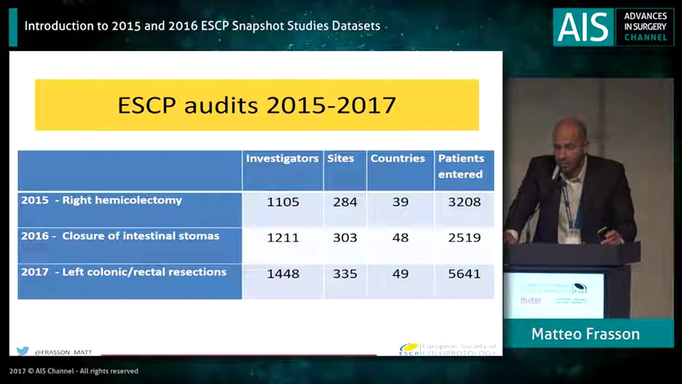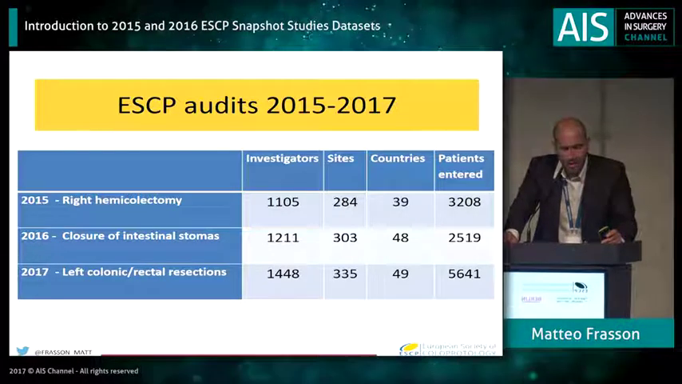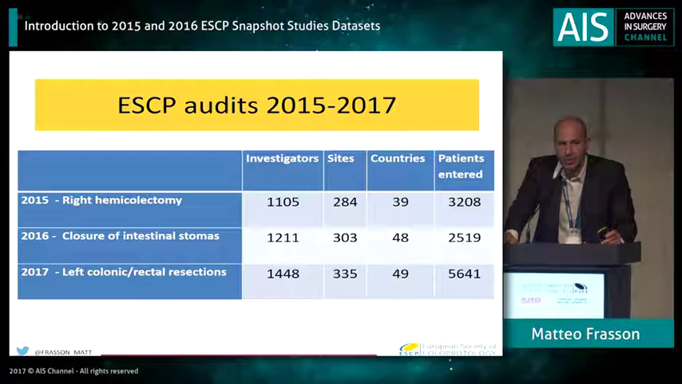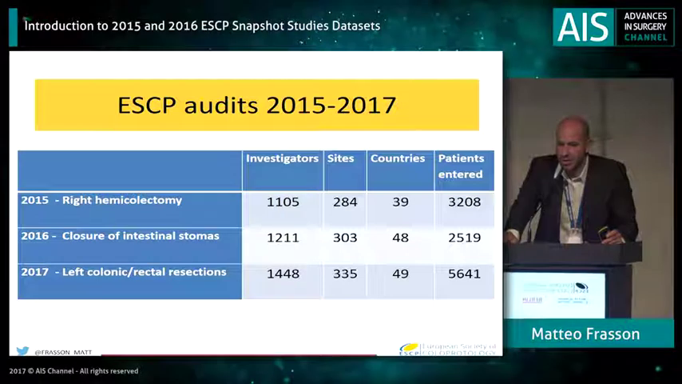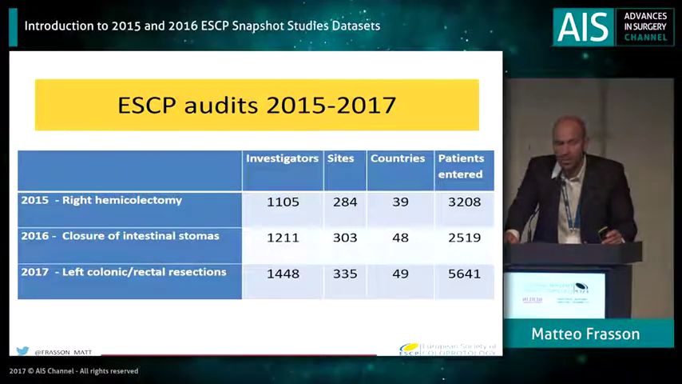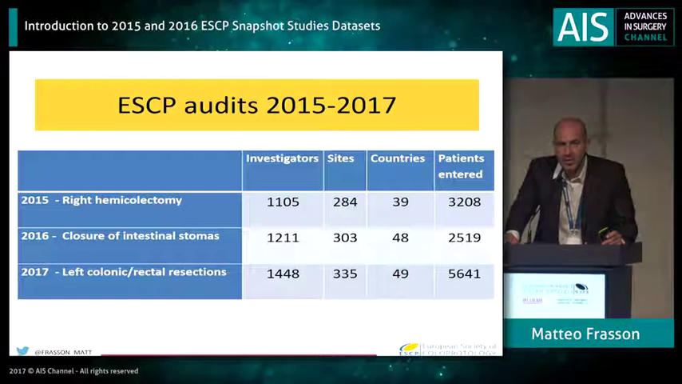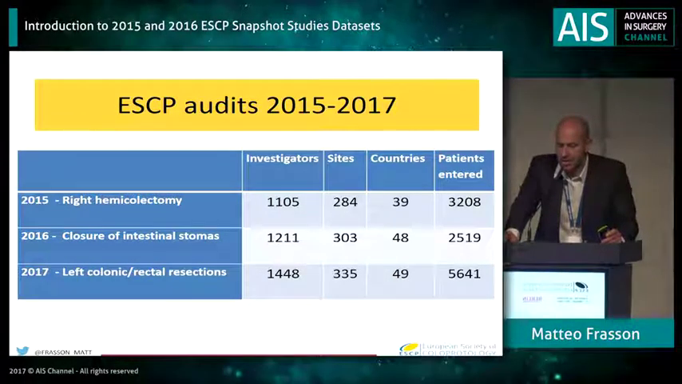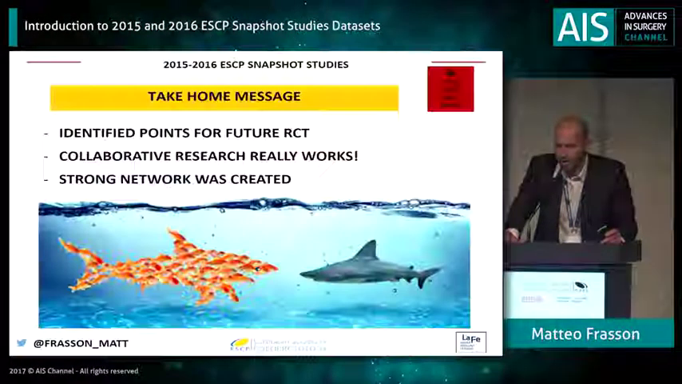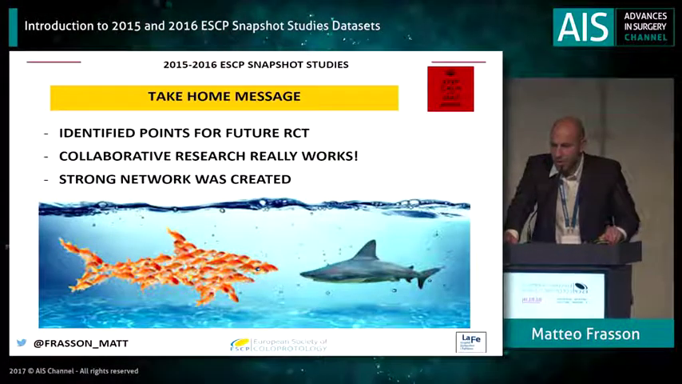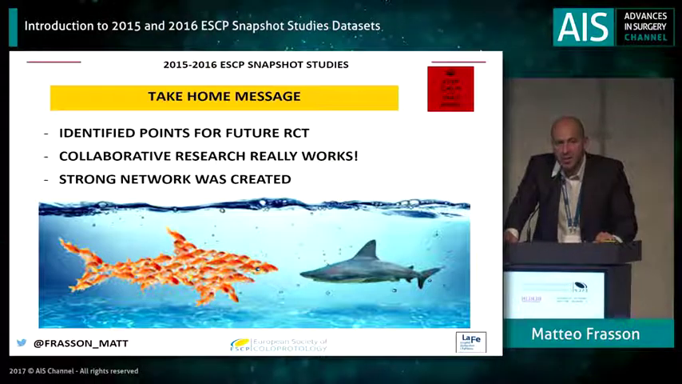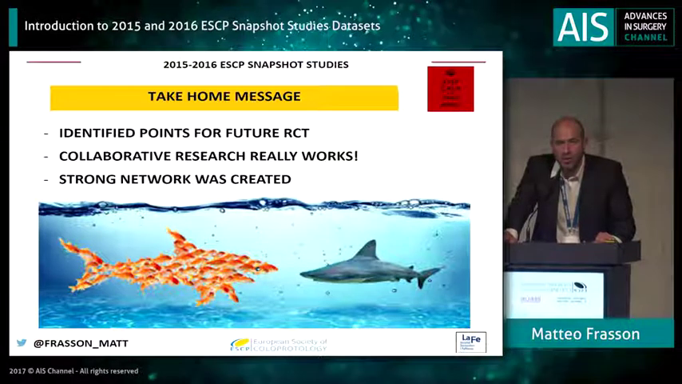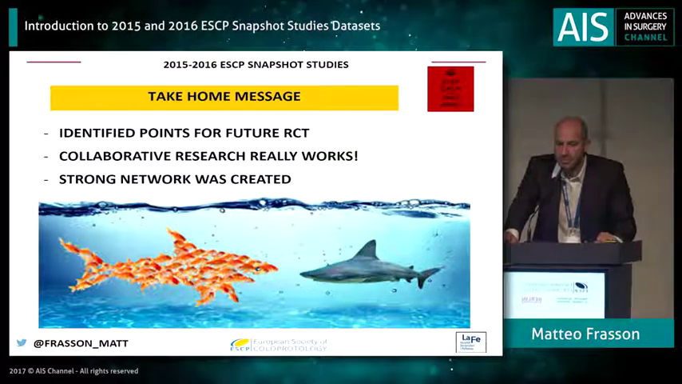This year, we performed a third snapshot study, and so far we have more than 10,000 patients introduced in these three studies. This is absolutely a gold mine to analyze, and colleagues in the next minutes will talk about it. So what's the message? We identified with this snapshot important points and issues that could be really important for future randomized controlled trials.